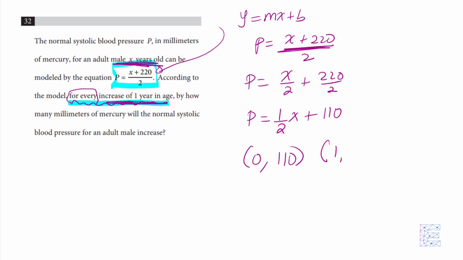Now we make the x value 1. We're increasing from 0 to 1. This should increase by 1/2, so it should be 110.5. Let's plug in a 1 right here. 1/2 times 1 is 1/2, and 1/2 plus 110 is 110.5. So yes, when the age increased by 1 year, the blood pressure increased by 0.5. So we know for a fact that the answer to this is 1/2.